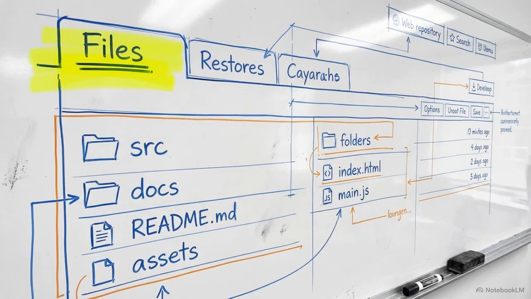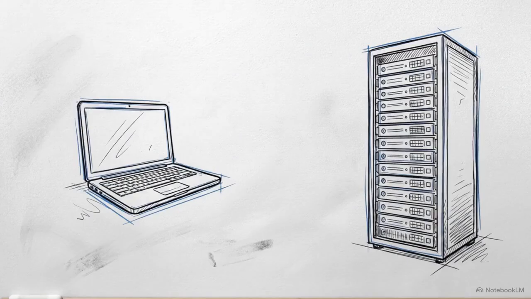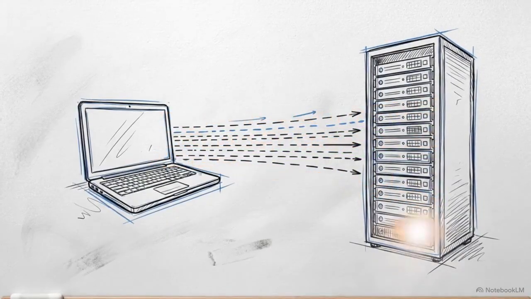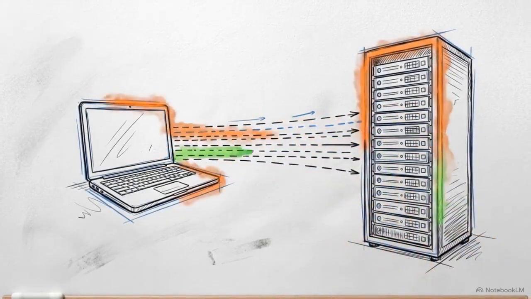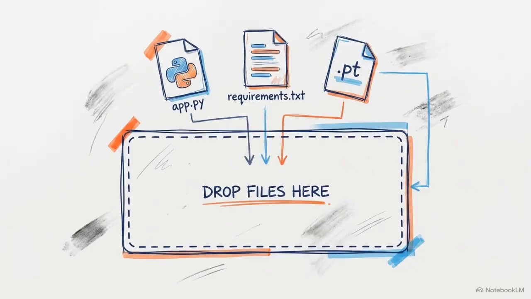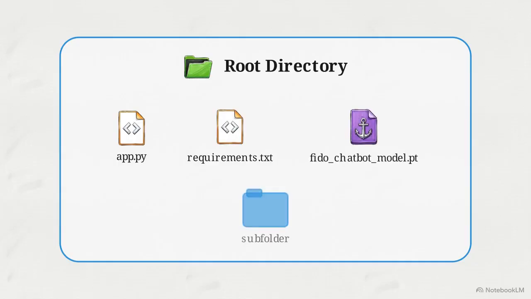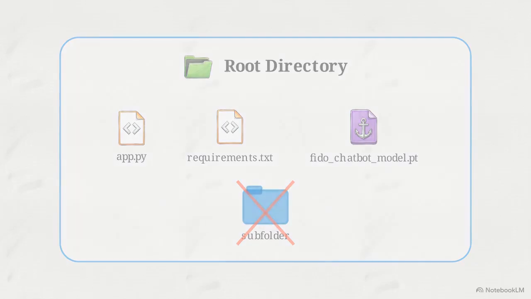After clicking Create, you will see a repository page with a tab labeled Files. Provisioning this cloud environment serves as the bridge between running a local code experiment and creating a product accessible to the public. Open the Files tab and upload the 3 required components: app.py, requirements.txt, and your .pt model file. Keep all 3 files side by side in the root directory, avoiding subfolders to ensure the script loads the weights.